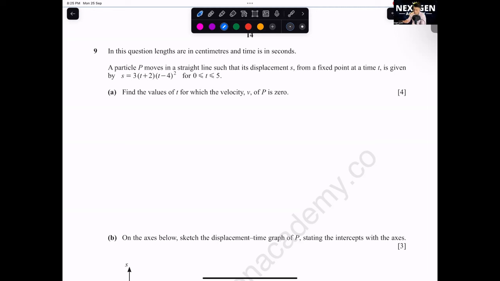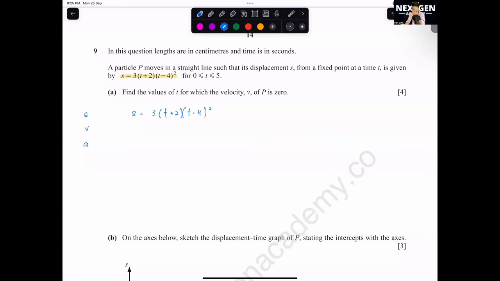Okay, let's look at this one. They give us here, S equals 3T plus 2 times T minus 4 squared. They want us to find when the velocity V of P is 0. We're going to find our favorite teacher called Mr. Siva. Mr. Siva says SVA: displacement, velocity, acceleration. So I will need to differentiate my S to get V.